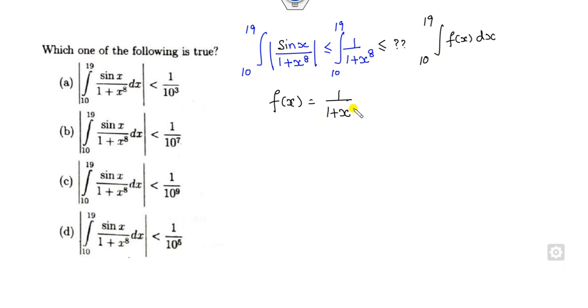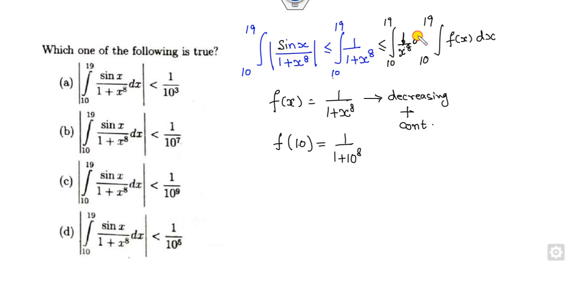1 over x raised to power 8, which is a decreasing function, plus it is a continuous function over this 10 to 19 domain. So what does it mean? If it is a decreasing function, what is the upper bound of this? The upper bound will be at the lower limit 10, because it's decreasing. So what is the value of this? 10 raised to power 8. Fine. Or you can say this number, I can write this number as 10 to 19 is also less than x raised to power 8.